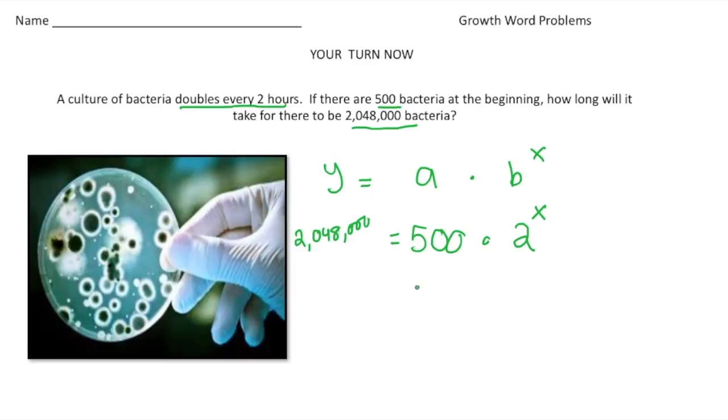So now to solve for x, we need to first divide both sides by 500. And when I divide 2,048,000 by 500, I get 4,096. So that's going to equal 2 to the unknown power. So the question is, 2 times 2 times 2 times 2. How many times are we going to multiply by 2 to get 4,096?